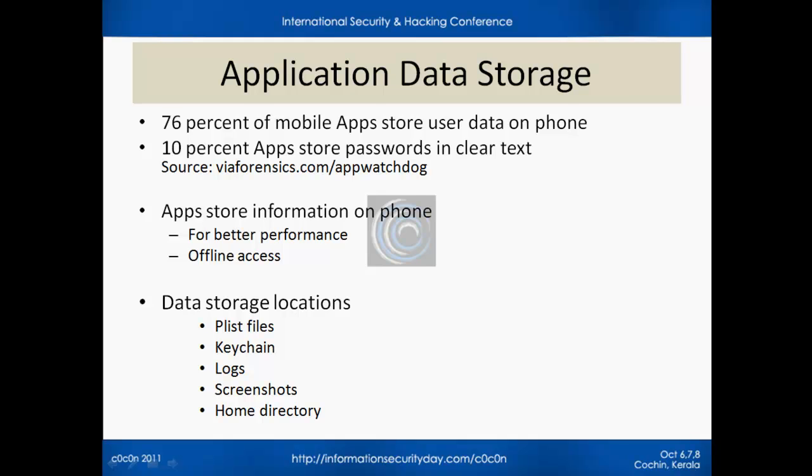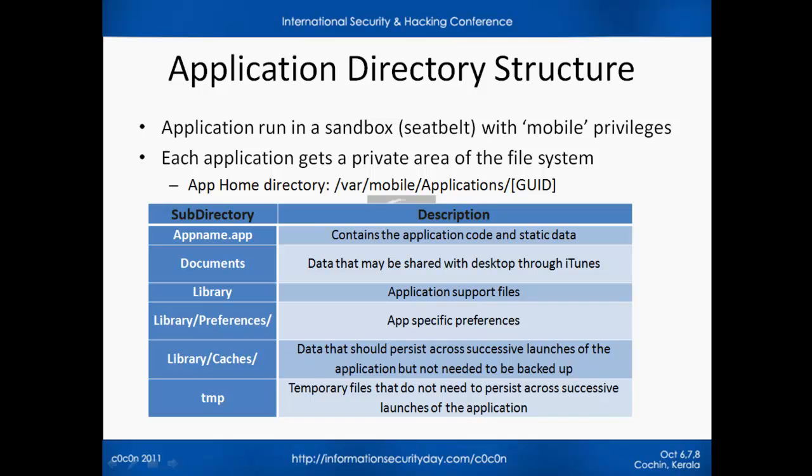On the iPhone, these are the various places where your application can store data. Either it can store information in plist files, keychains, logs, screenshots and the home directory. This is how an application directory structure looks on iPhone. iPhone applications run in a sandbox, formerly called Seatbelt, with mobile user privileges. Every iPhone has two users, root and mobile, and all the applications installed on the device basically run with mobile privileges. When you install an application, it gets a private area on the file system.